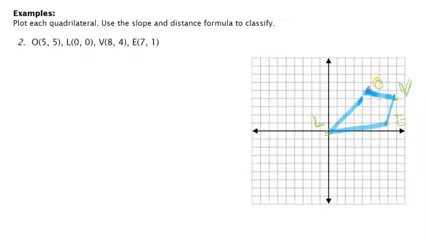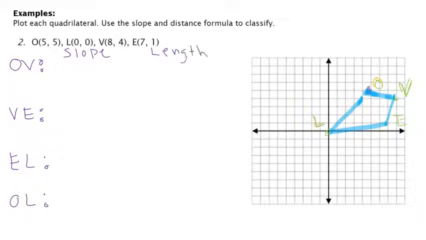So I have these segments listed here. I might list the segment OV, and I'm going to now find the slope and the distance for that. I also have the segment VE, the segment EL, and then the segment OL. And what we're going to do is take these points and calculate, for all of them, the slope and the length or the distance, and compare to classify what type of figure this is.